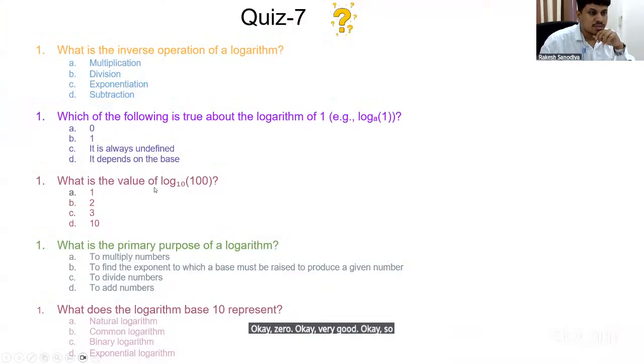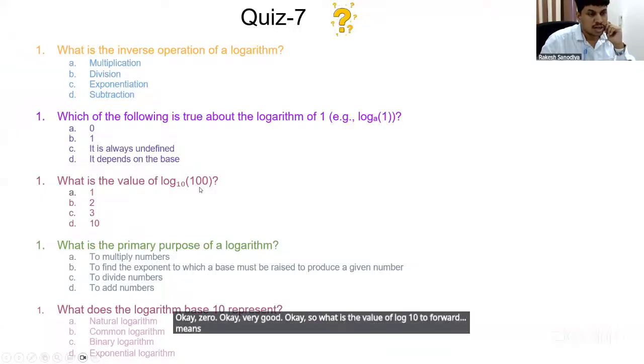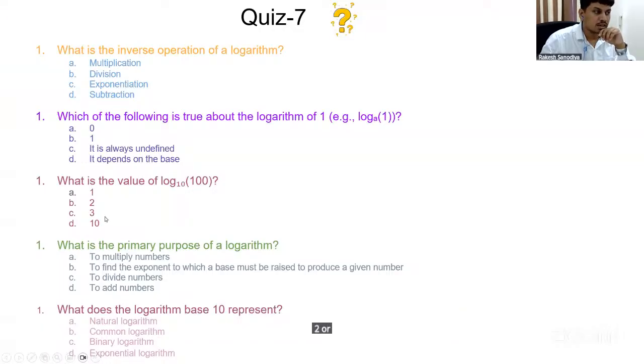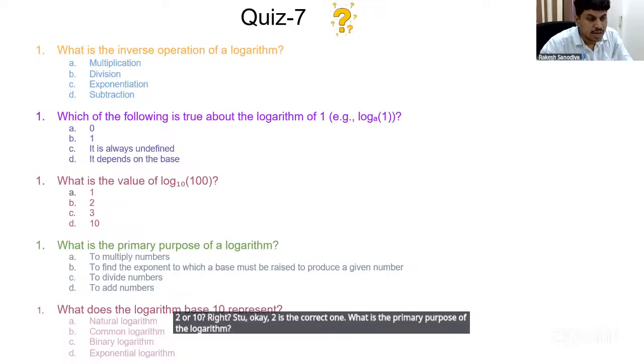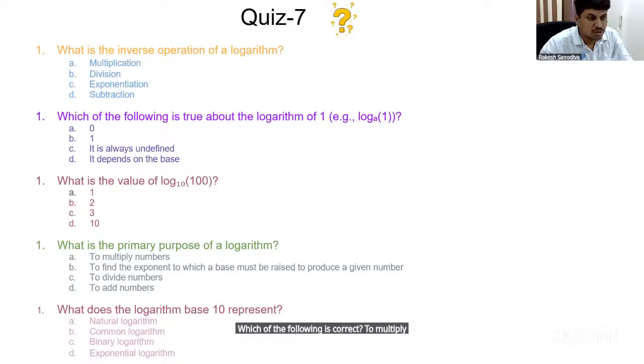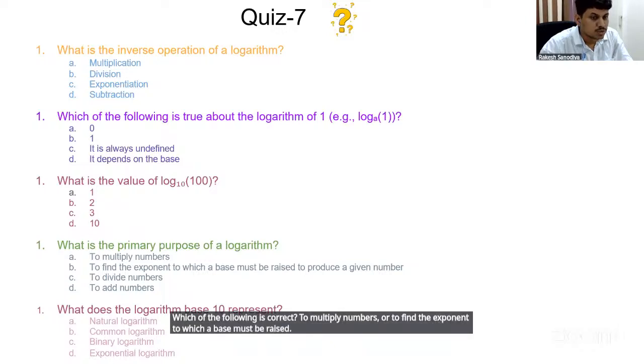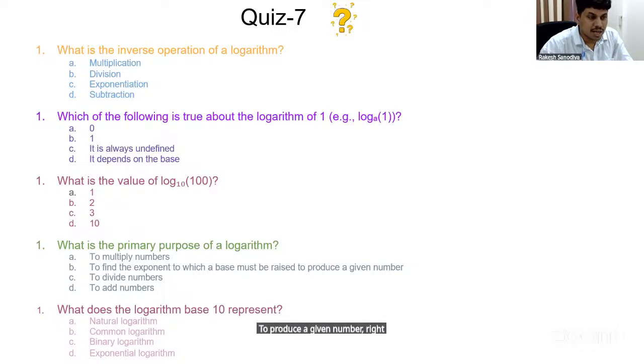Okay, so what is the value of log 100 base 10? 2 or 10? Right, 2. Okay, 2 is the correct one. What is the primary purpose of the logarithm? Which of the following is correct? To multiply numbers, or to find the exponent to which a base must be raised to produce a given number. Right, the second is correct.